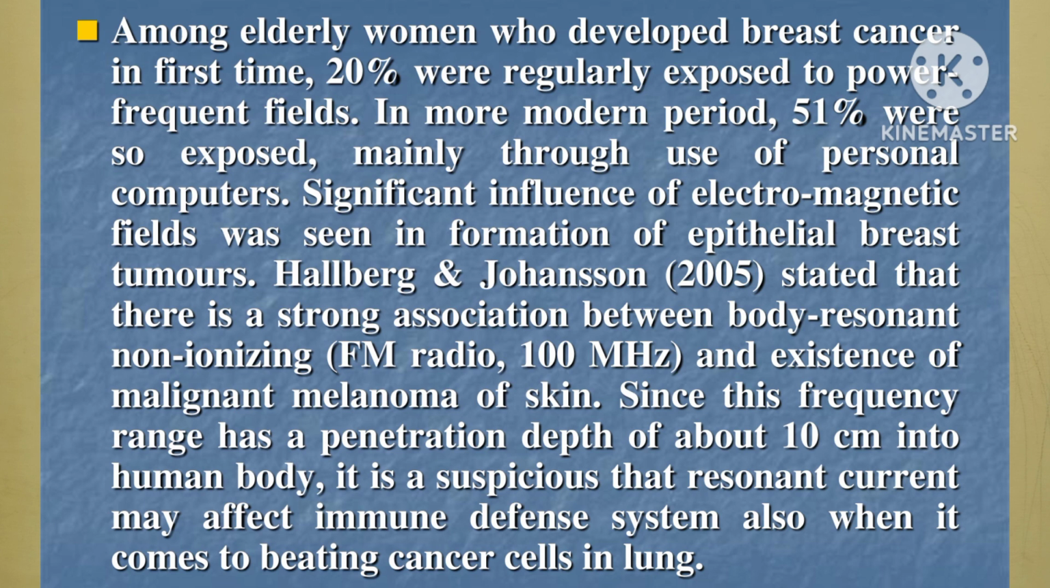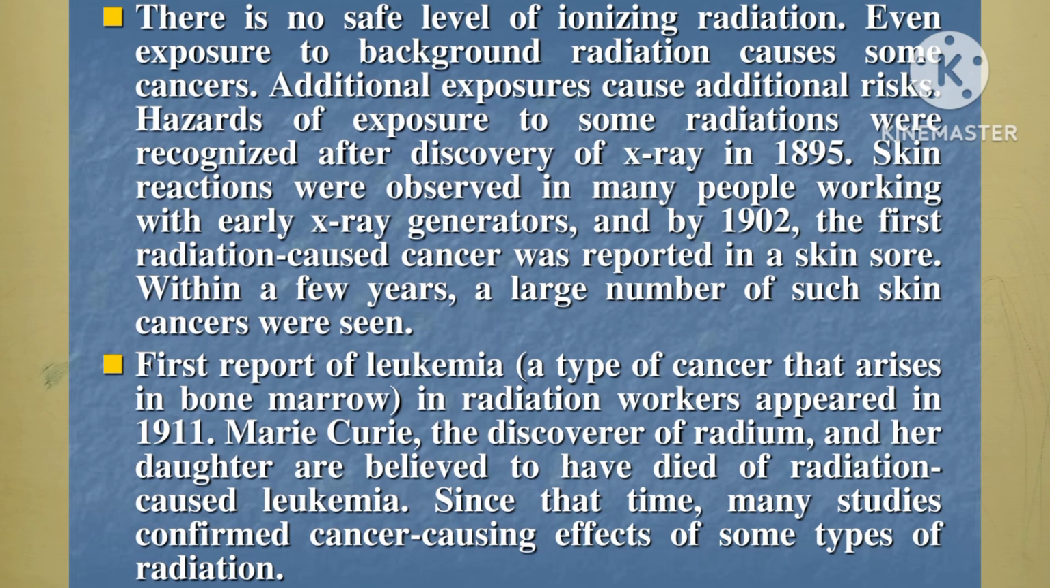Hallberg and Johansson 2005 stated that there is a strong association between body resonant non-ionizing FM radio and existence of malignant melanoma of skin. Since this frequency range has a penetration depth of about 10 centimeters into the human body, it is suspected that resonant current may affect the immune defense system, also when it comes to beating cancer cells in lung. There is no safe level of ionizing radiation. Even exposure to background radiation causes some cancers. Additional exposures cause additional risks.